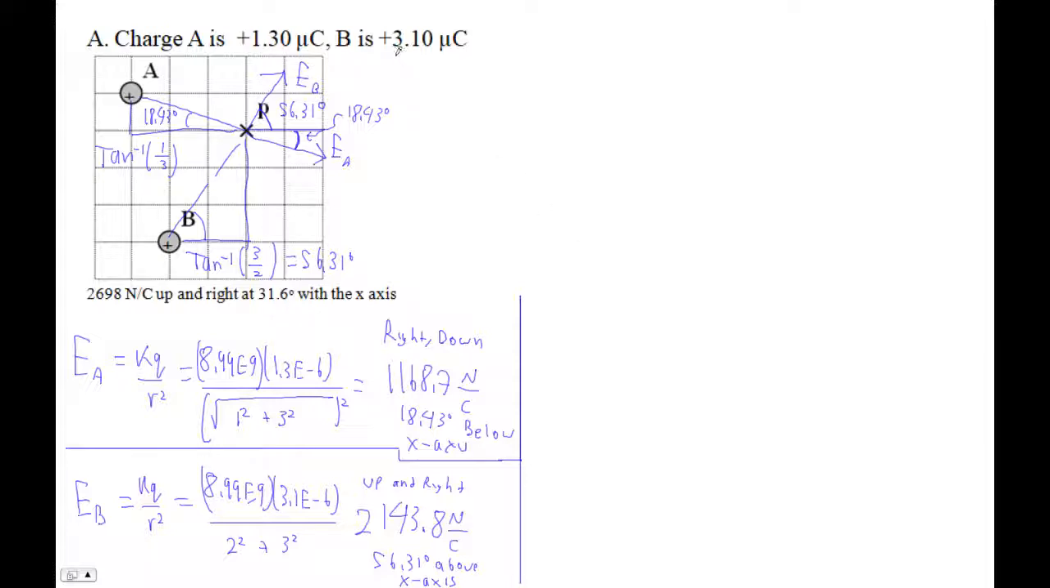Okay, so now we need to carve up some little space here, right? So let's go EA, EB, and then we'll go EA plus EB.